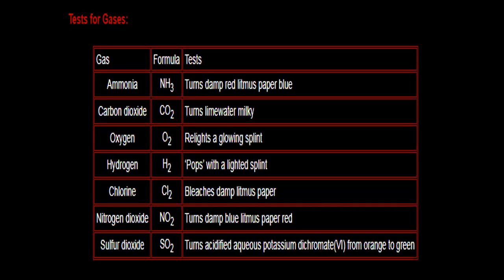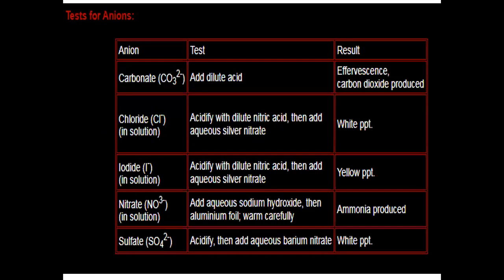Sulfur dioxide will turn acidified aqueous potassium dichromate from orange to green. Please memorize these things. These things are very, very important. I will take some more time because I need to complete this task today, inshallah.